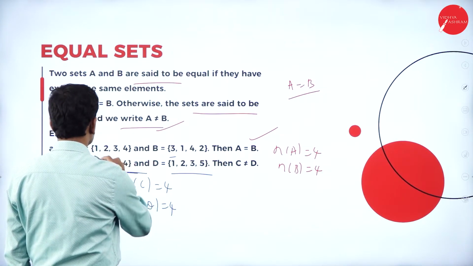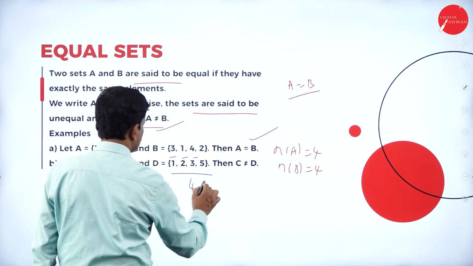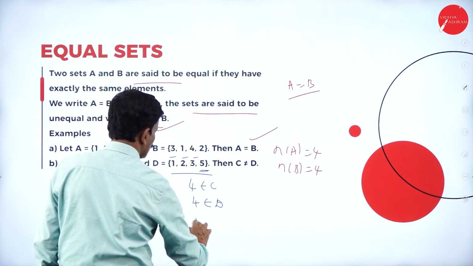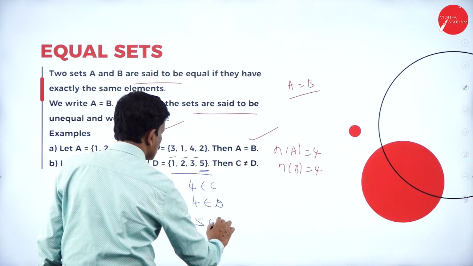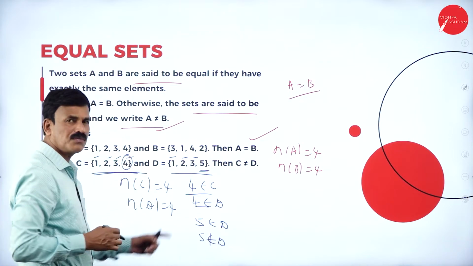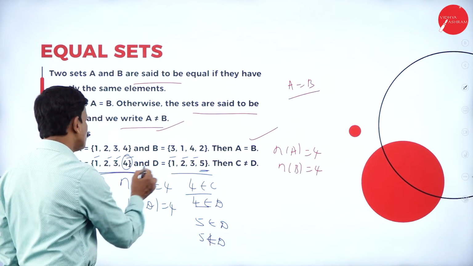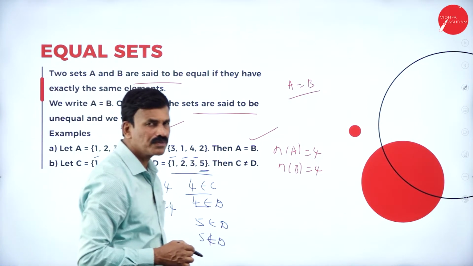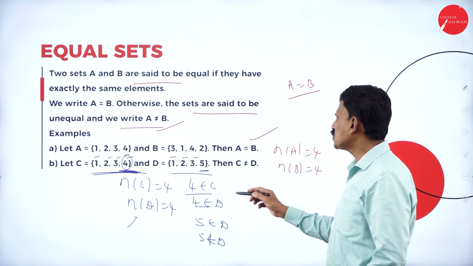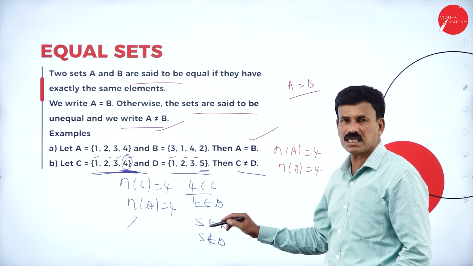Here 1, 2, 3 we have in both sets. In set C we have 4. 4 belongs to C, whereas 4 does not belong to D. Similarly, 5 belongs to D, whereas 5 does not belong to C. So 4 and 5 are different elements in the two sets. Therefore, these two sets are said to be not equal. They are equal in size, but not equal.